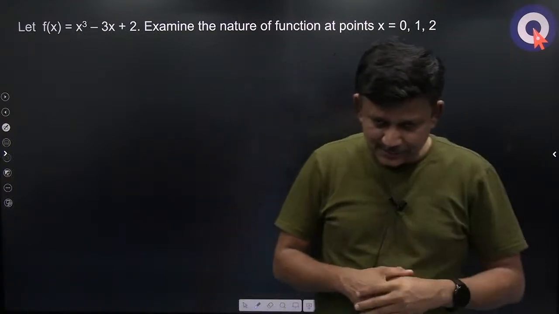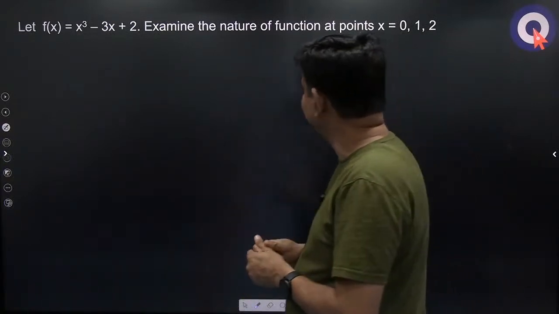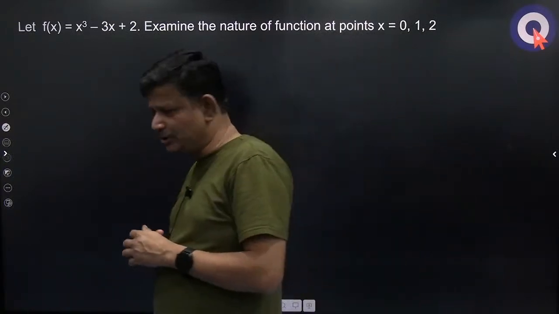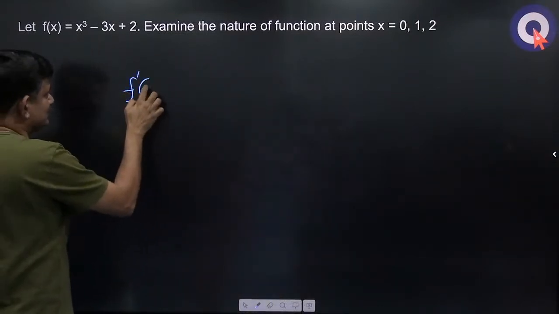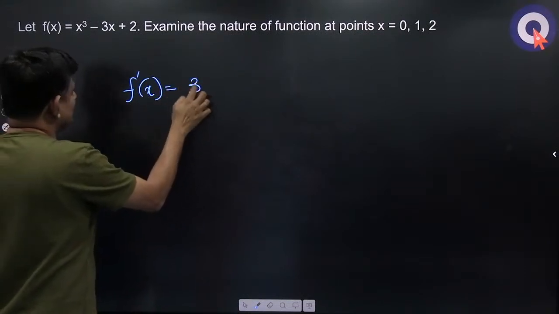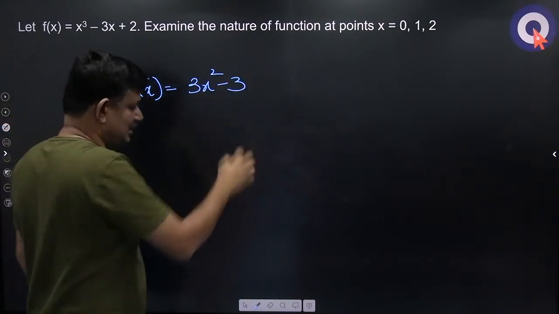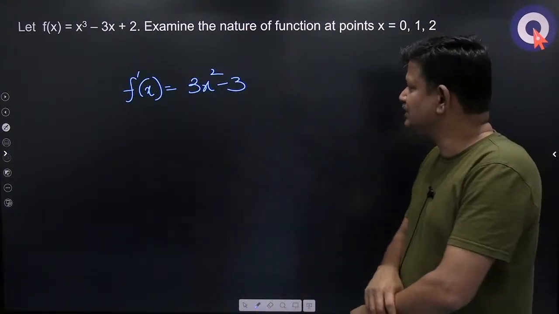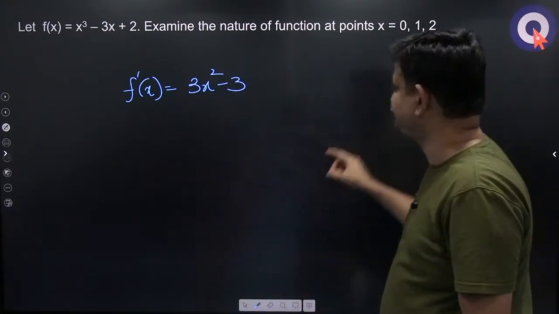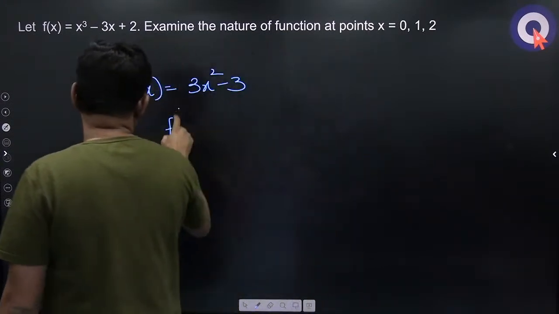So let us understand this by an example. Observe the nature of this function, that means the monotonicity at these points 0, 1 and 2. So find out f dash of x. What is f dash of x? 3x square minus 3. What can you say about it at 0? At 0, f dash 0 is minus 3.